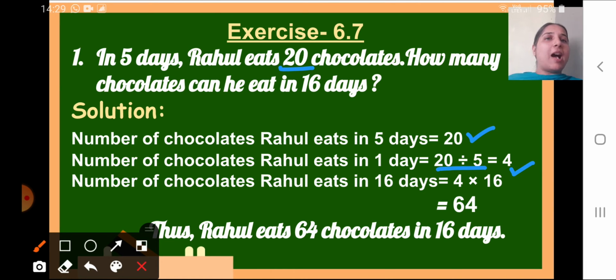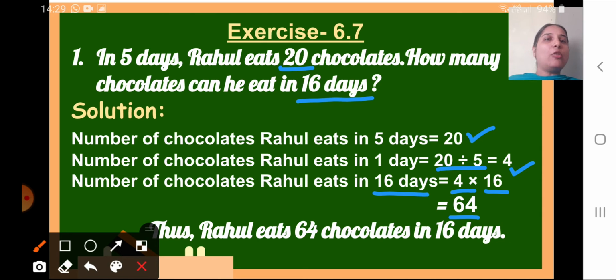Now it's been asked how many chocolates can he eat in 16 days. So now we know how many chocolates he eats in one day. So how many chocolates will he eat in 16 days? For that, now we have to find for more days. So what we will do? We will multiply. So when we will multiply 4 by 16, what we will get? 64. 16 fours are 64.